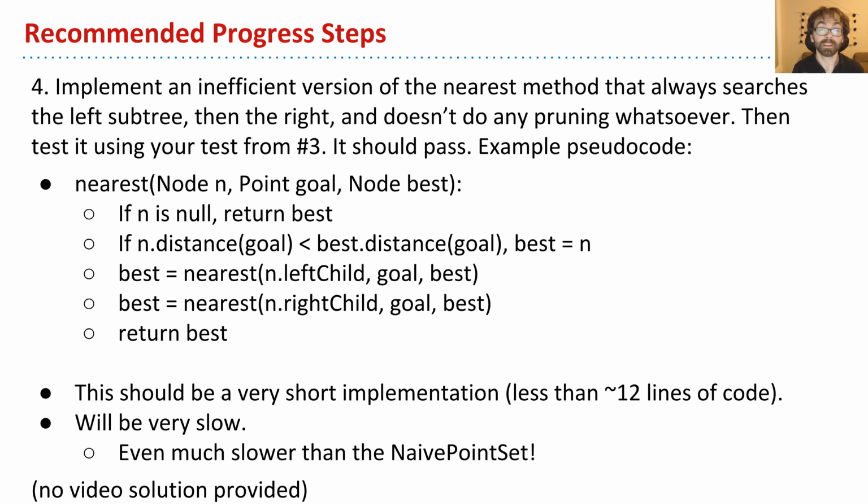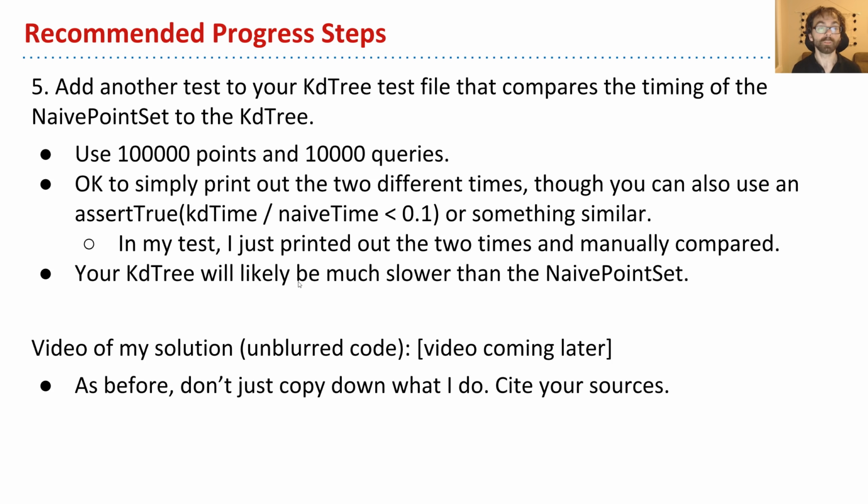Okay. Now the reason I suggest this though is that way you at least have something that works, and then you can make it better. So step 5 is to add another test that compares the timing of naive point set to the KD tree. I would recommend, since the spec gives the example, using something like 100,000 points and 10,000 query points. That is, we're going to call nearest 10,000 times.